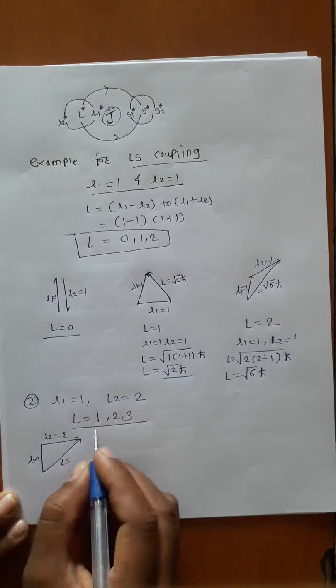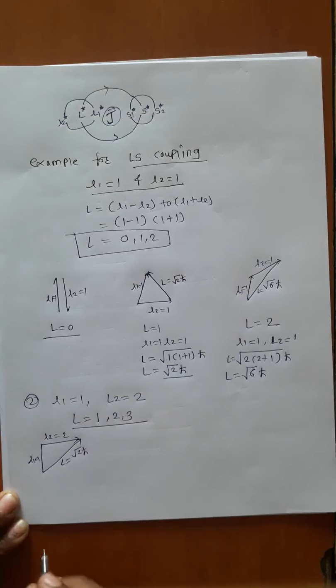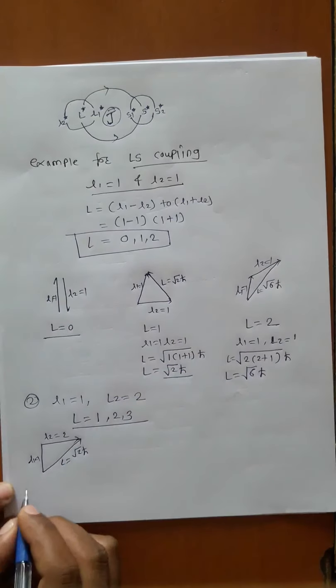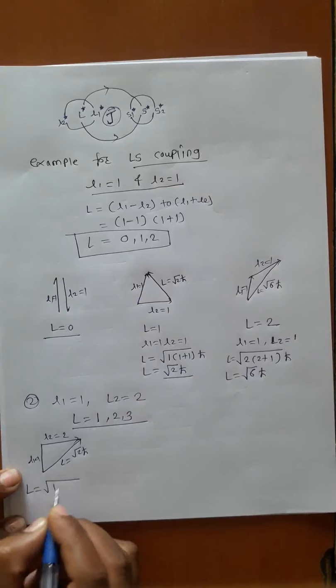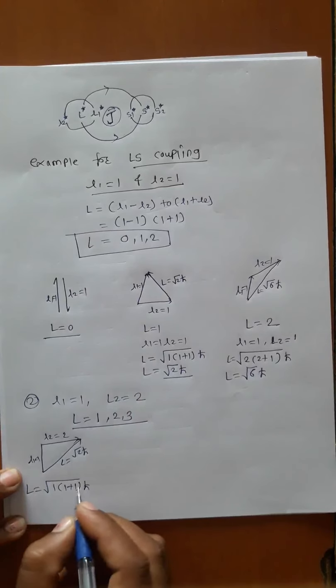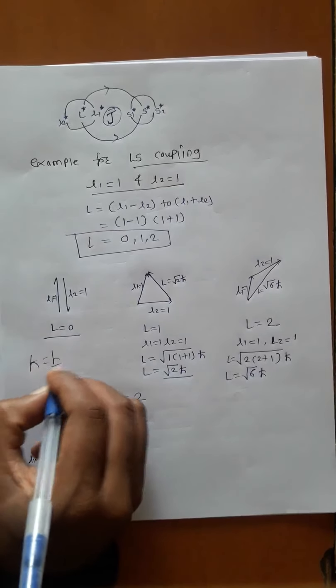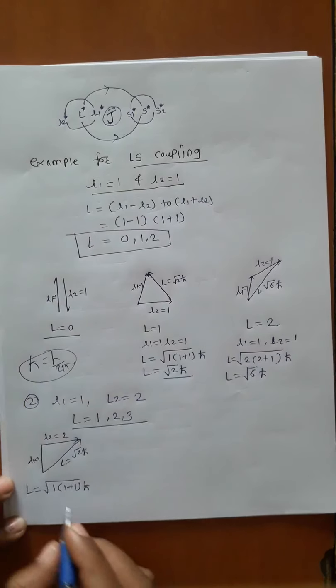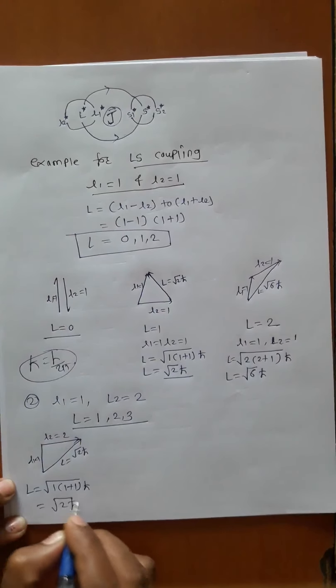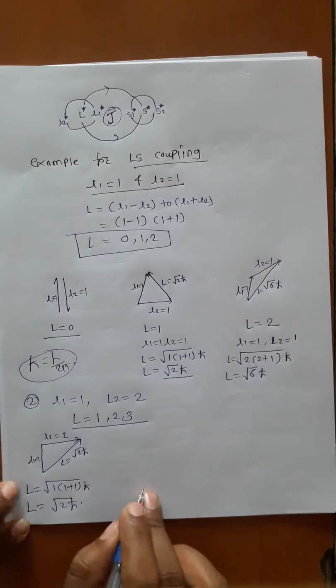Then L bar is equal to root 2 h cross. From this formula, L is equal to square root of 1 into 1 plus 1 into h cross. H cross is equal to h upon 2 pi, then root 2 h cross is the value of L.